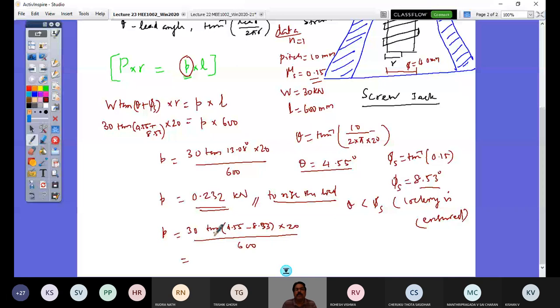30 kilonewton into, what is the formula here? This is right here: W tan theta minus phi into R. So what is the torque at the screw? And that would be equal to P into L. That's correct. So now instead of adding this, you have to take the difference. I should remove that minus sign. Just let me check.